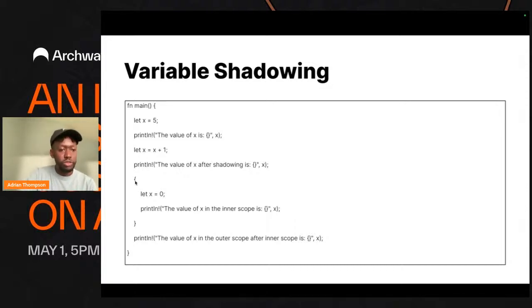But then we go into a scope here. We are shadowing x again. So we're creating x by assigning 0 to x. And if we print it here, it prints out 0. But now if you try to print x here, because, as we said, the lifetime of this shadow ends here.